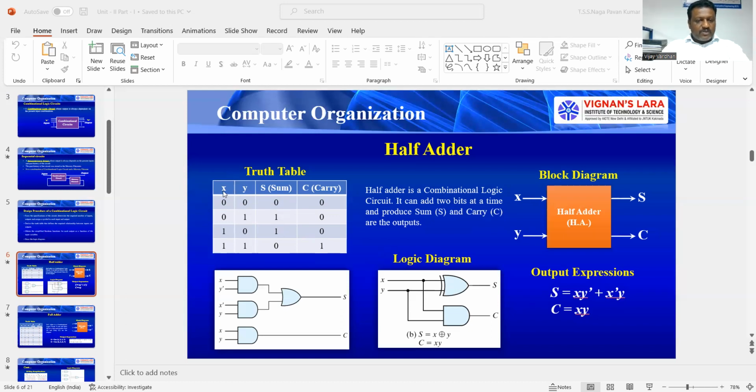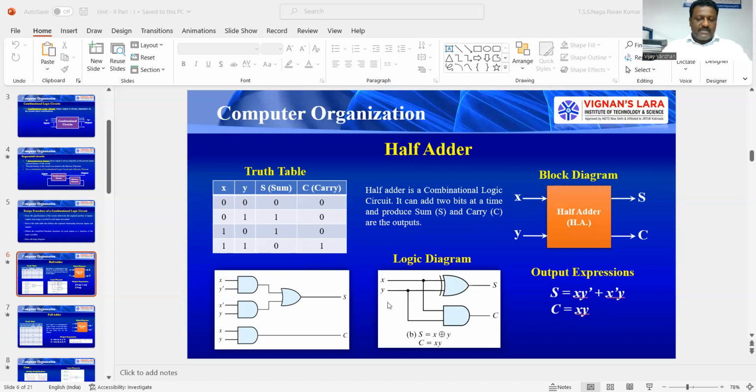Similarly, if you observe x, y along with the carry output, its truth table is just equivalent to the AND gate truth table. So here for the AND gate, we know that the output is A dot B. Here the inputs are x and y, so the output of my AND gate is x dot y. So here C is equal to xy.